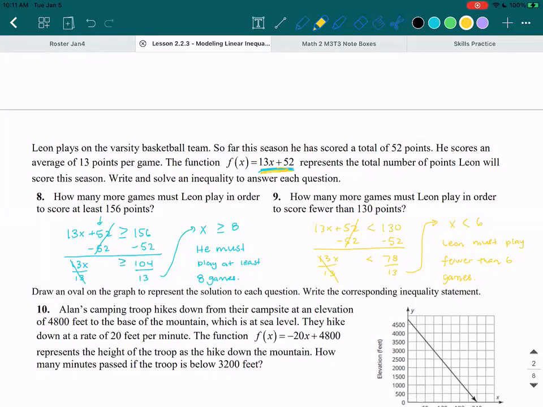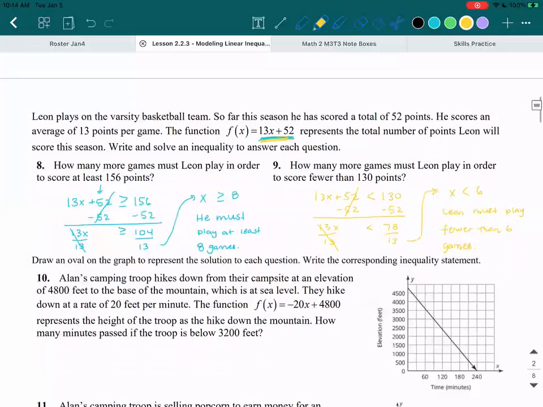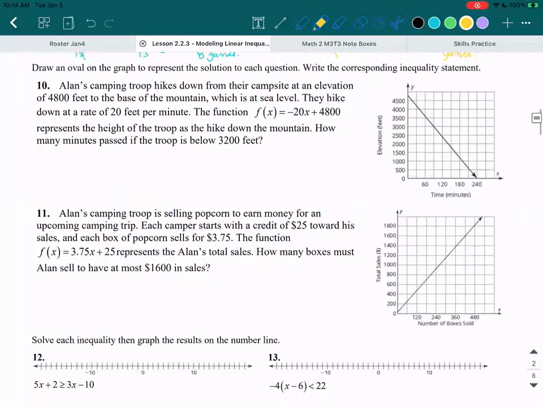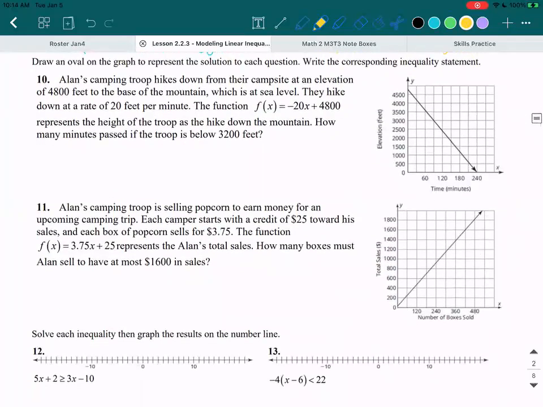Okay, almost done. I'm going to pause here so you guys have time to ask questions or write. All right, so to the next one. It says, draw an oval on the graph to represent the solution to each question. Write the corresponding inequality statement.